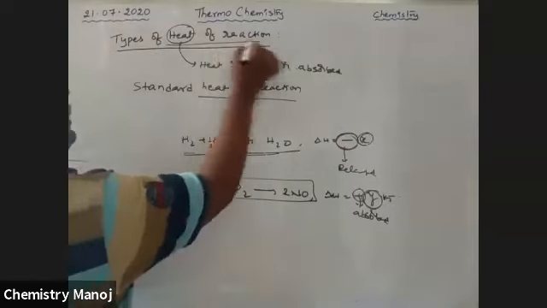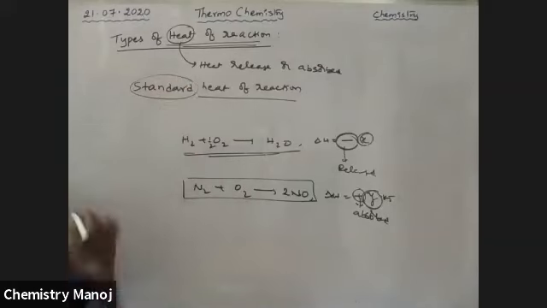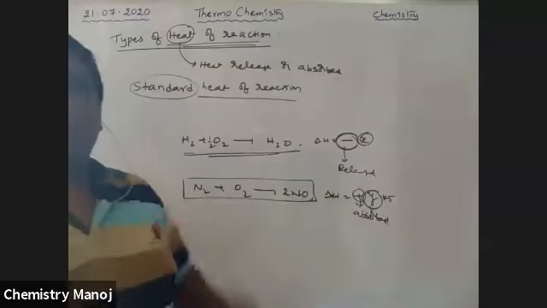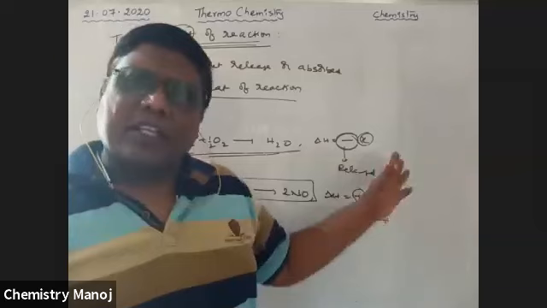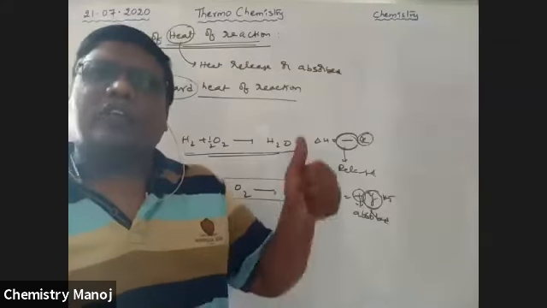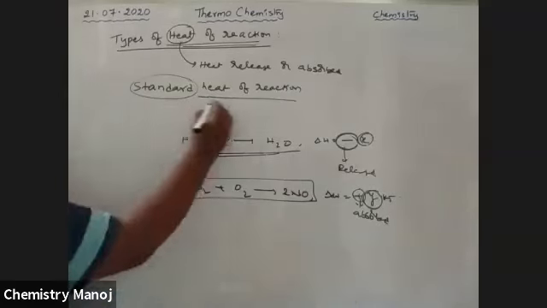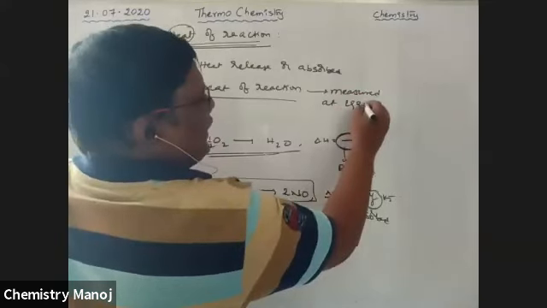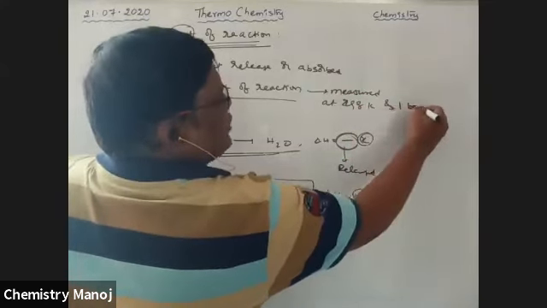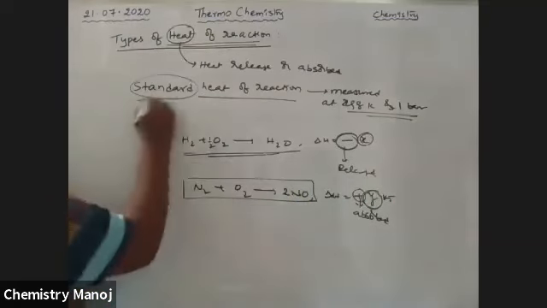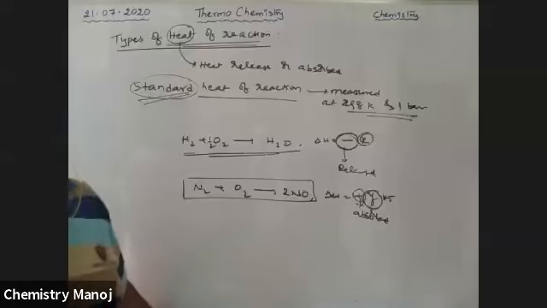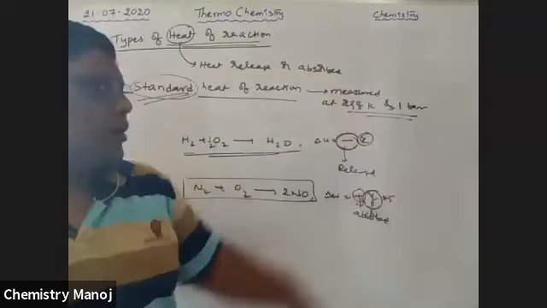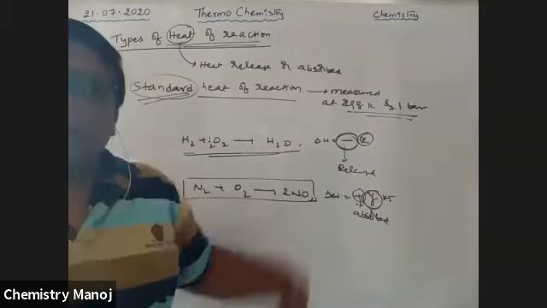What is the standard heat of reaction? Standard means standard conditions. Previously the value was at any temperature and any pressure, but now at 25 degrees centigrade, that means the heat of reaction is measured at 298 Kelvin and 1 bar pressure. That value is called the standard heat of reaction.